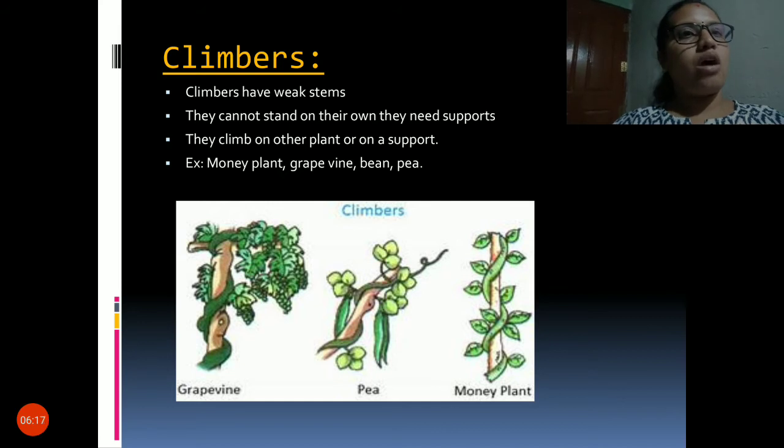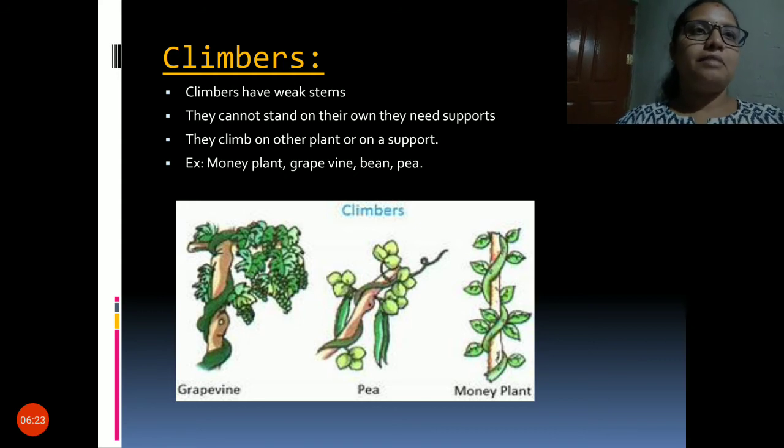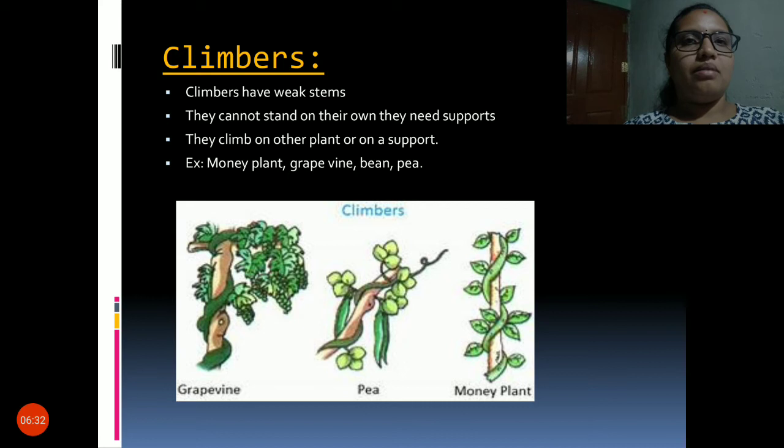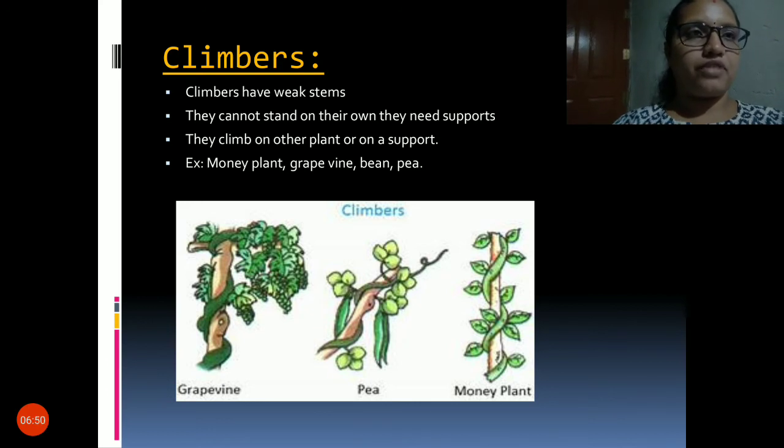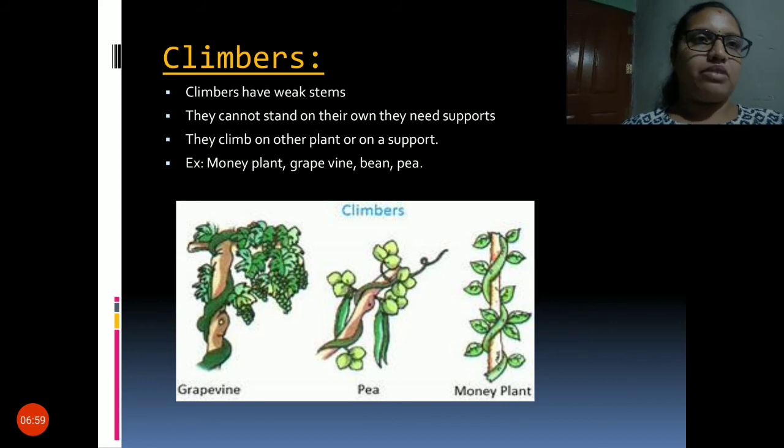Some examples: I think you all have seen a money plant, correct? For that we will put a small thread, and it will grow on the thread for support. Grapes also use a support. Then bean, peas, these are some examples I have given. You can observe in the picture, the money plant growing with the help of a stick. Grapes also with the help of a stick. Then peas. You can observe that with the help of another plant or some support, these plants will grow.